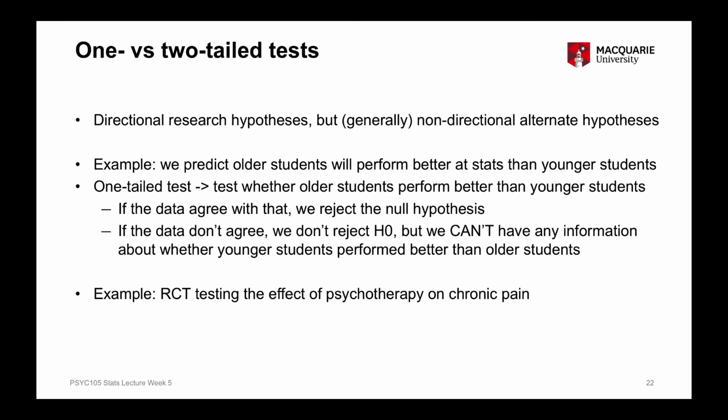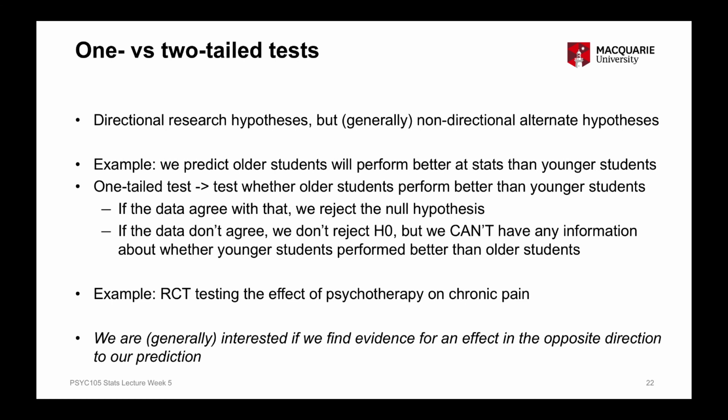if we had a one-tailed test, we actually wouldn't be able to detect that difference. We wouldn't be able to detect if we have an effect in the opposite direction to what we predicted. And that's potentially really damaging or harmful for us because we wouldn't be able to see if there's evidence for the opposite thing, in this instance, evidence of the harmful nature of psychotherapy, say. So in psychology, we generally tend to be interested if there's evidence for an effect in the opposite direction to our prediction. And that's why we have directional research hypotheses, but we have non-directional alternate hypotheses.